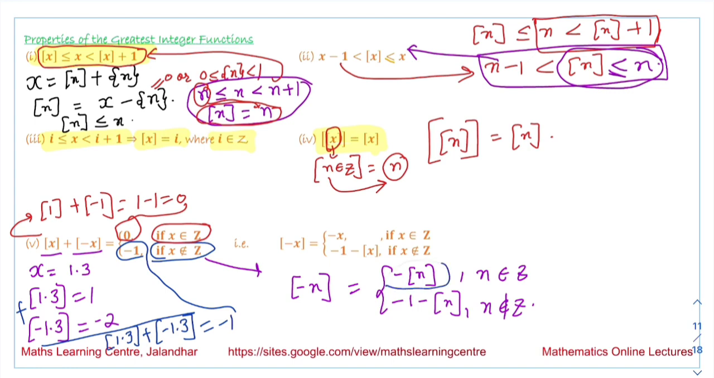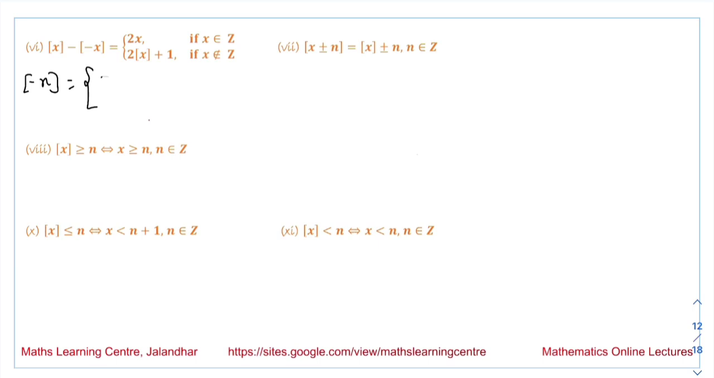Now look at this case over here. When x belongs to Z, greatest integer of x is x, so we write it as minus x. So we get this result: greatest integer of minus x is equal to minus x if x belongs to Z, and it is minus 1 minus greatest integer of x if x does not belong to Z. Now from the previous result, we have seen that greatest integer of minus x is equal to minus x if x belongs to Z, and equal to minus 1 minus greatest integer of x if x does not belong to Z.